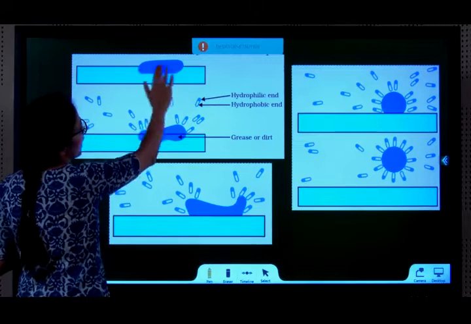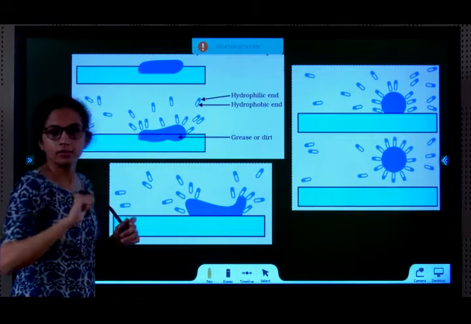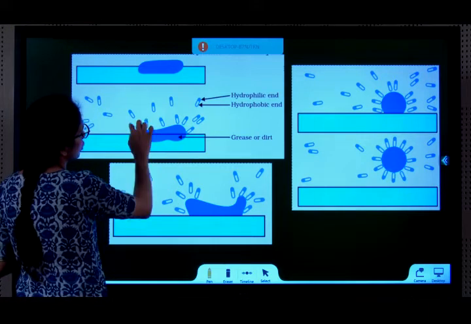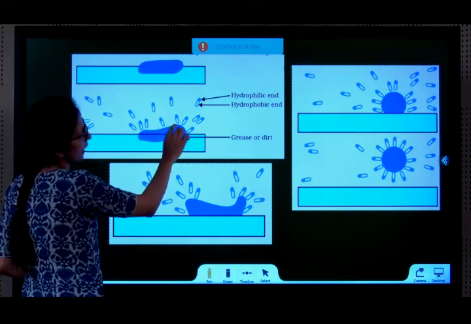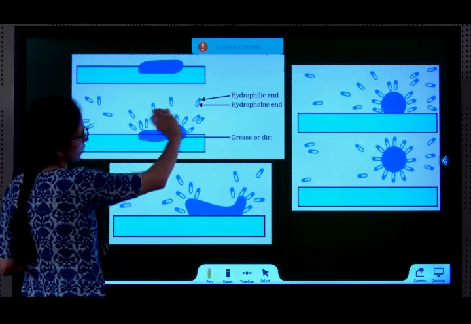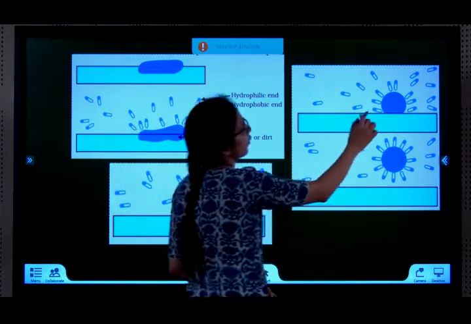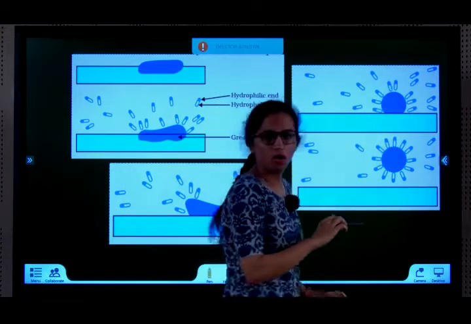Here we first have an oil or greasy particle on the surface, to which we add soap. In the soap molecules, the hydrocarbon part is attracted to the grease or dirt and the other part is attracted to water. So they all settle like this. You can see they are all forming around the oil particle.